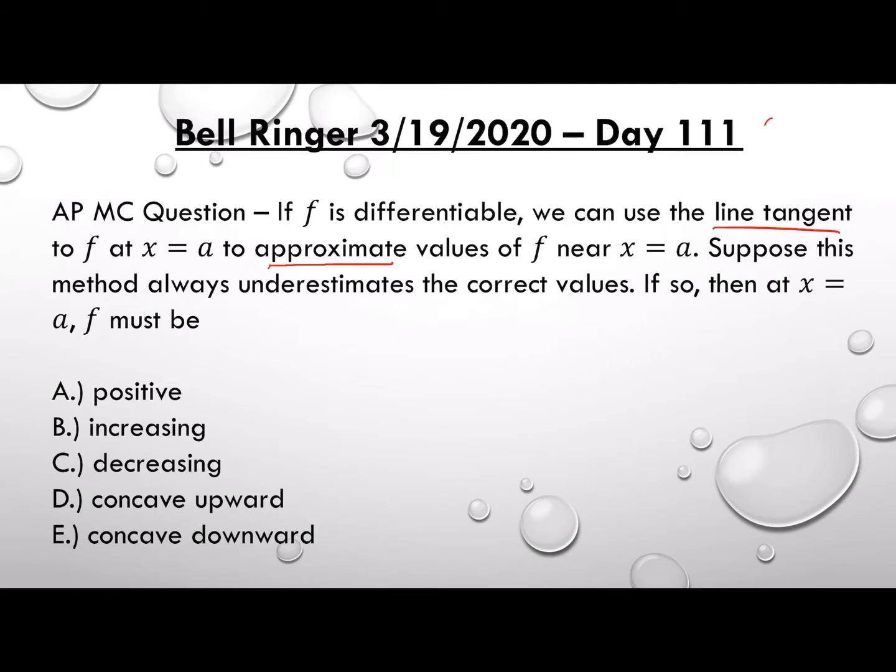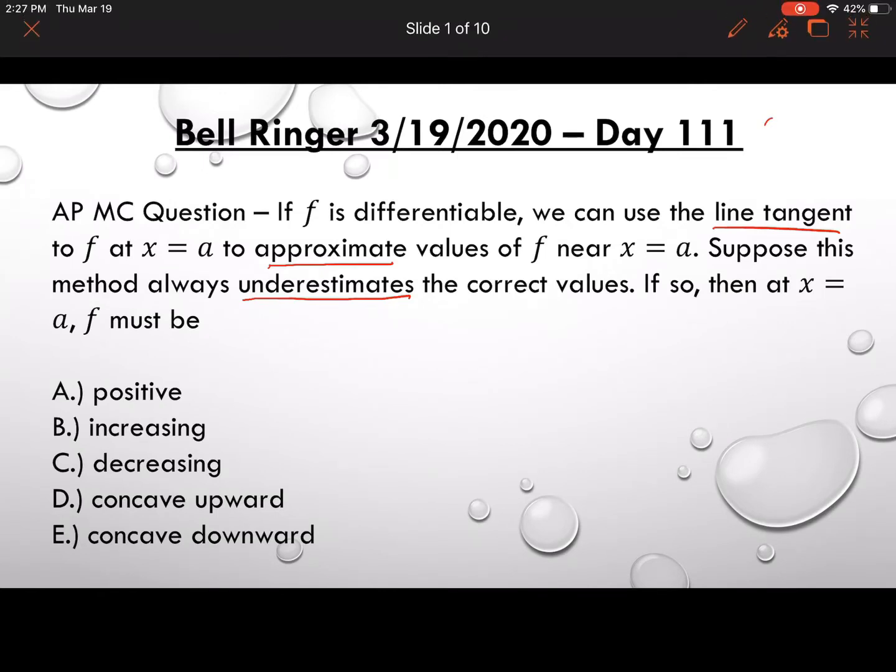Now we're told that this tangent line approximation always gives us an underestimate. So in other words, it's telling us that the tangent line always gives us an answer less than what the actual function value is. So let's go through these choices and see if we can figure out which one of these always guarantees an underestimate. So this first choice, positive.